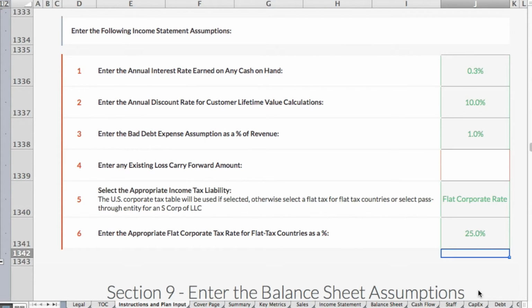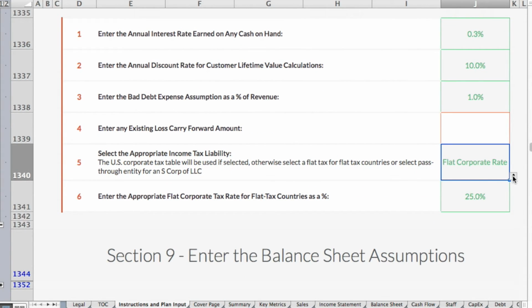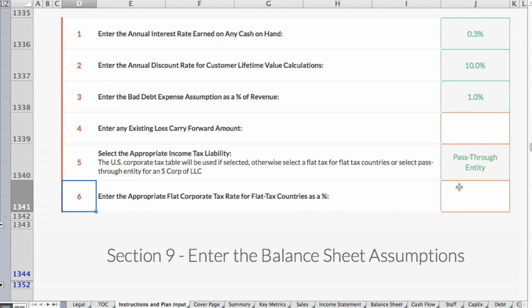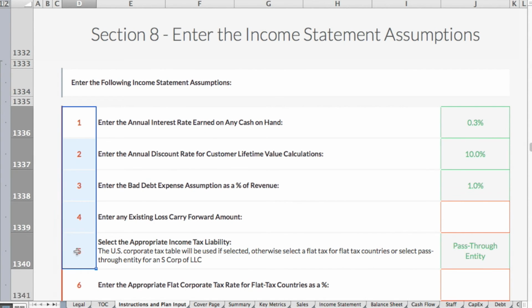for input number 6. If you want to select the U.S. corporate tax rate, then each year of our startup financial model plan has the correct corporate tax rate table built in. Or if you're going to select a pass-through entity where no taxes apply, simply leave input number 6 blank and put pass-through entity, and no taxes will appear on the income statement. So those are the 6 inputs for your income statement assumptions. Having put those in, everything else flows through according to those inputs.